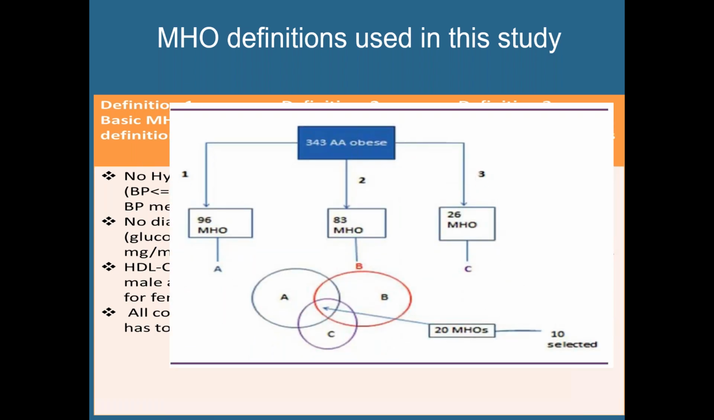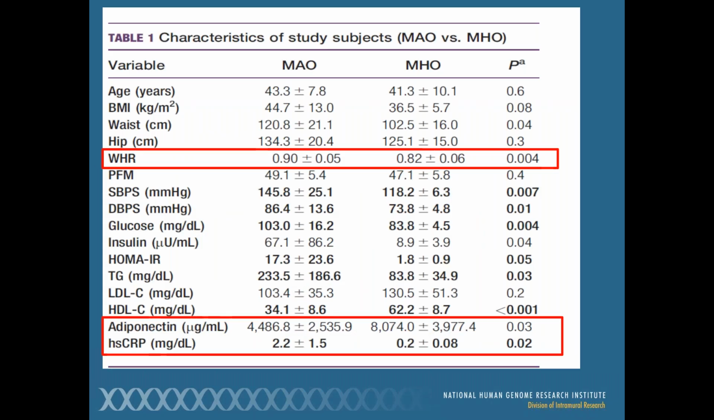And this is the chart of how we get to it. We take the intersection of those 3 and we end up with these numbers. So these are the characteristics, and as you can see, these 2 groups are not really different except, again, on waist-hip circumference, as I was telling you earlier. So the MHO tends to have a lower waist circumference, and the adiponectin is higher in those individuals.